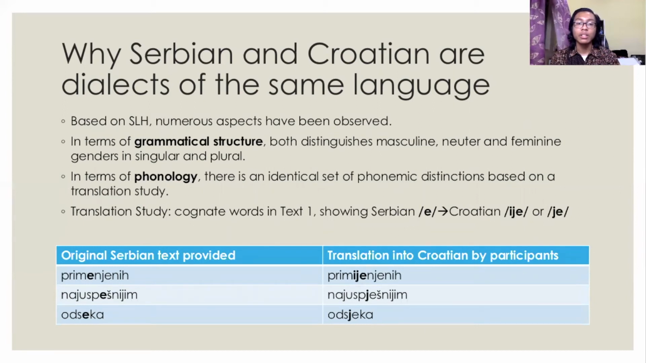For example, in terms of grammatical structure, Serbian and Croatian share the same grammatical configuration because both languages distinguish masculine, neuter, and feminine genders in singular and plural. In terms of phonology, interestingly, there is an identical set of phonemic distinctions based on this translation study.